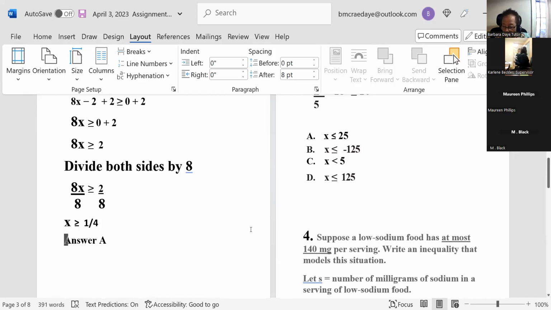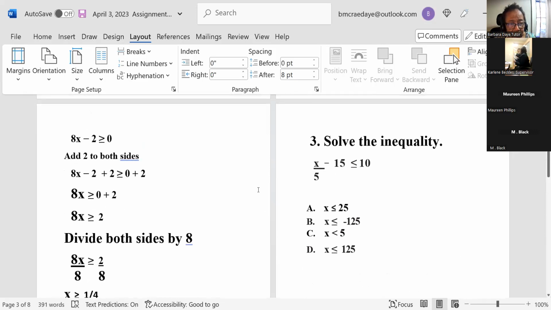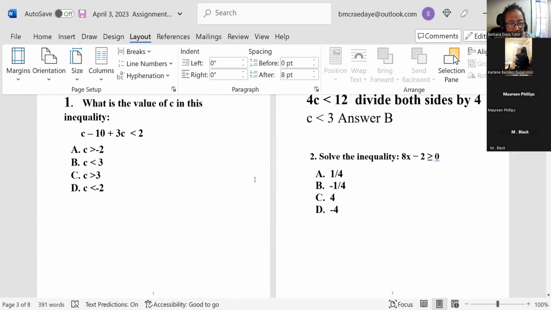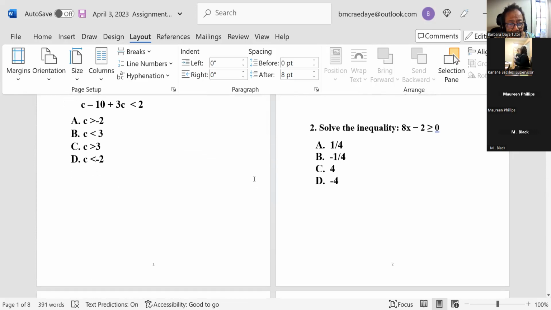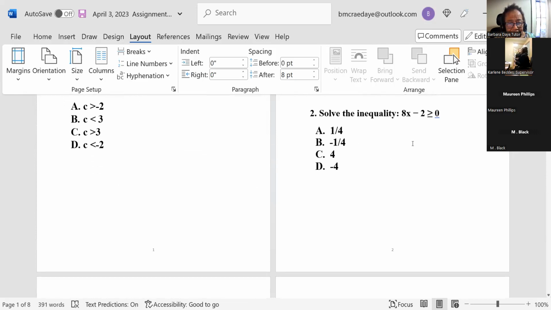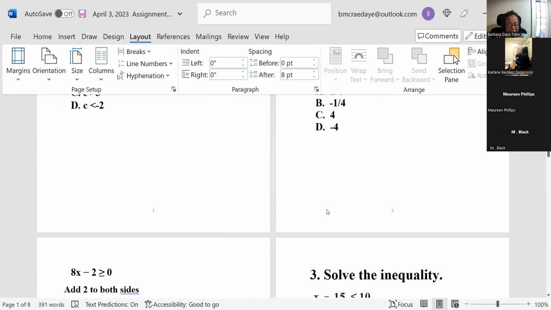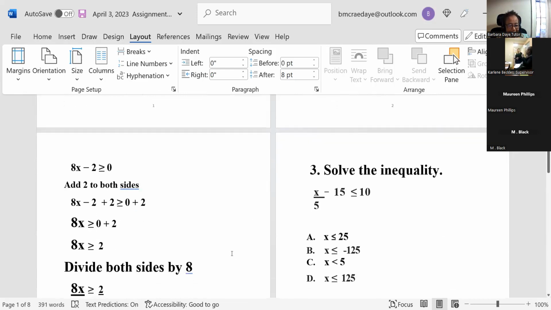Okay. Mercedes, you had C. Yeah, because I didn't really understand what to do, so I just guessed. Oh, you just guessed. Okay. But see, there again, you put a negative. It's a plus because you didn't have a negative here.